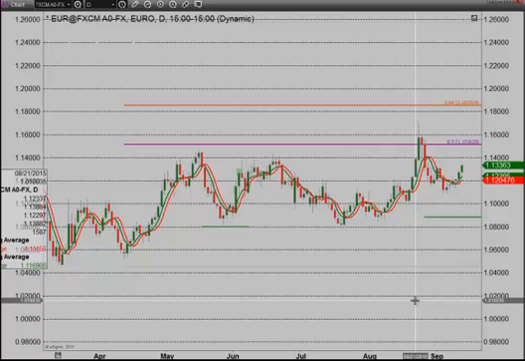Thursday, we're going to see what's going to happen if the Fed's going to raise rates. I'd be more inclined to think that they, in fact, will raise rates. On the other hand, you really don't want to step out in front of that.